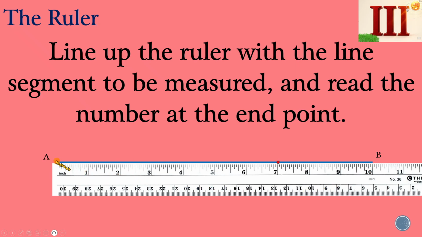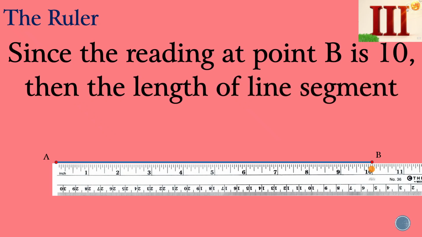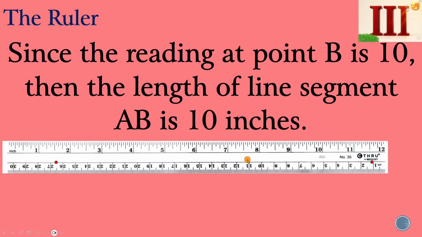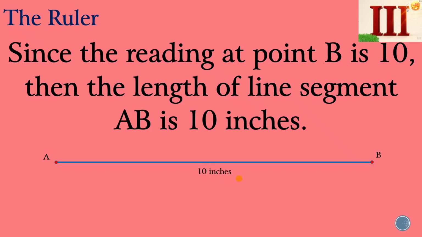So what you would do, you make sure it's on 0, and you follow until you get to the end, and it stops at 10. So that means we have a 10-inch line. So AB is 10 inches in length. Many times you'll be called upon to measure a line and give its distance. So this is 10 inches.